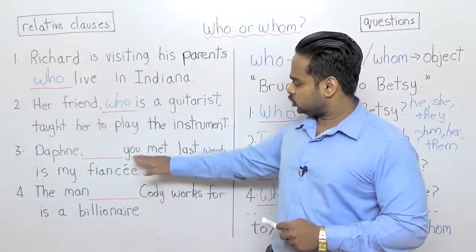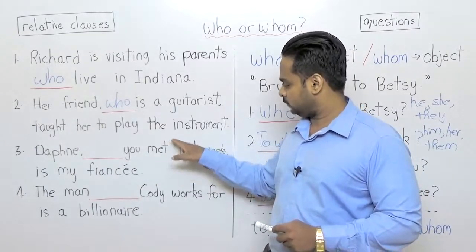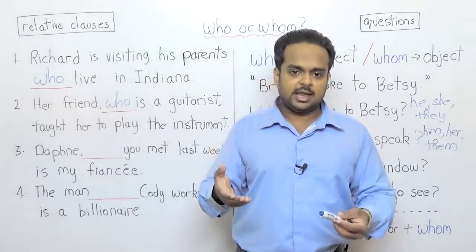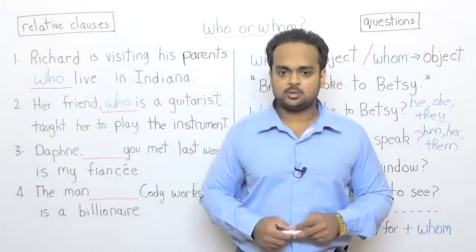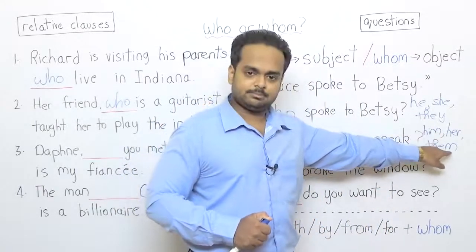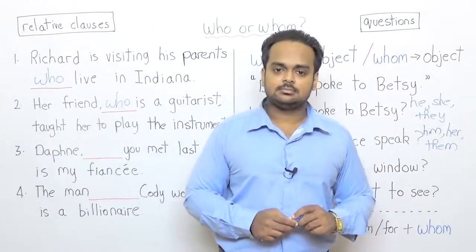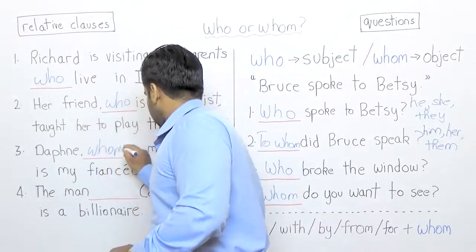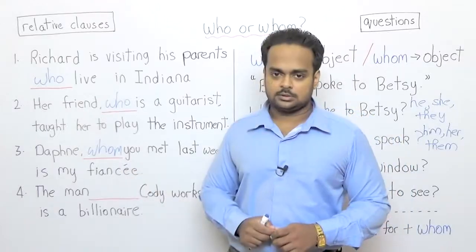And here we're interested in the first clause. You met Daphne. Daphne is hidden over here, last week. Here, can you say you met she last week or you met her last week? You met her last week is correct. And if you remember, her is like him and them. So we can have an M in the answer. That means we can have an M in the question word. So Daphne, whom you met last week, is my fiancée.